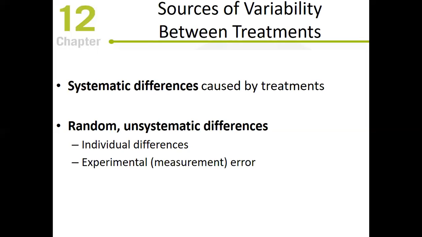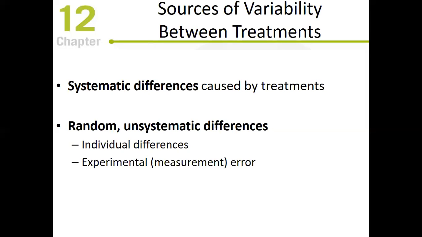Random, unsystematic differences are usually due to individual differences. This creates noise in the data. It can be because the people in the treatment conditions are different. They have different personalities. They have a different genetic background. They have different brains, different brain chemistry. They have different environments. There's a whole bunch of individual differences that can produce noise in the groups.